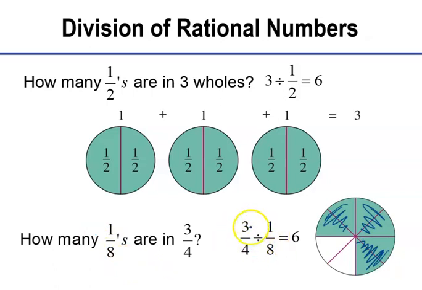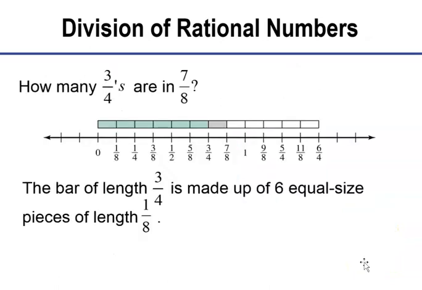In other words, we're representing 3/4 divided by 1/8. And then you just divide that into 8 and you see 1, 2, 3, 4, 5, 6. There we go. Now you could also do this with a number line. Might be slightly more confusing, but we can do this.